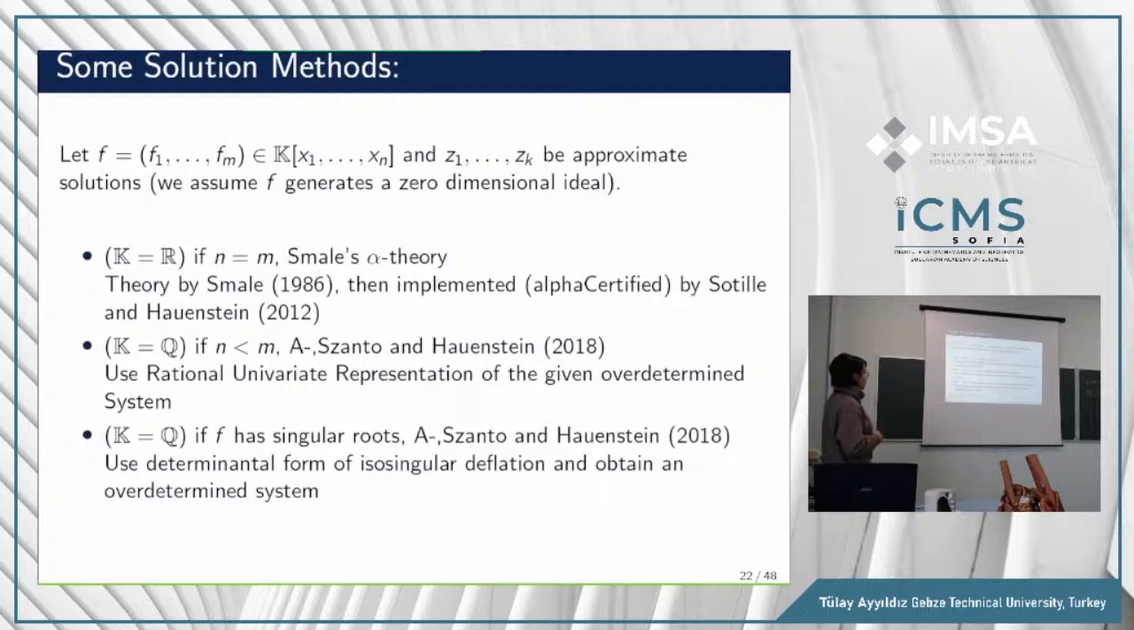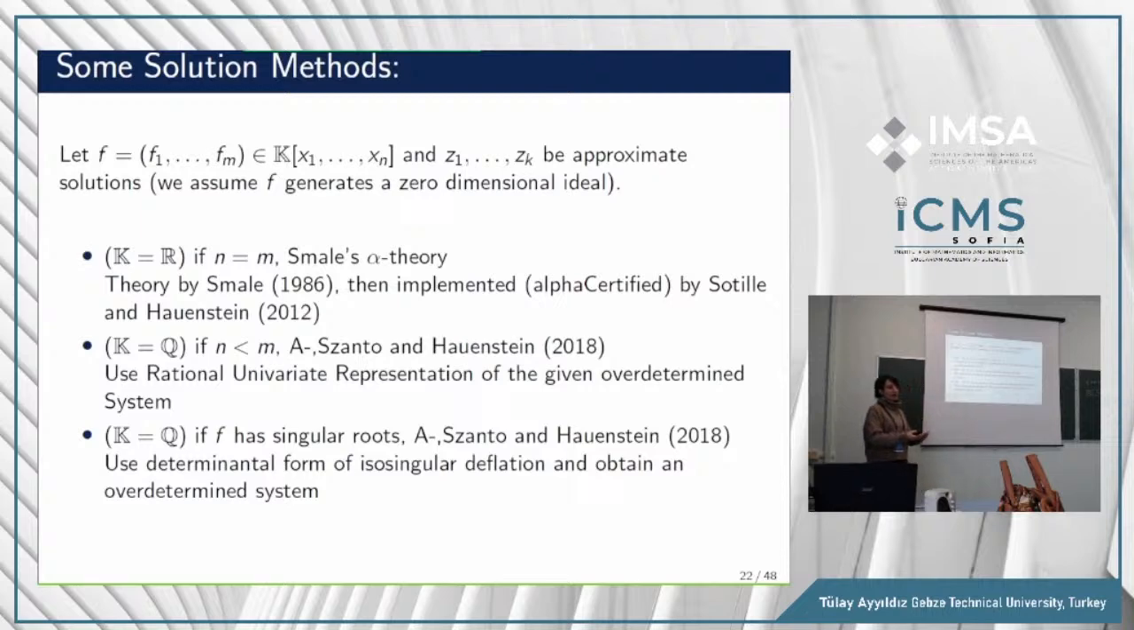So there are some solution methods, or some approaches, to the certification problem. If you're on reals and you have a square system, or well-constrained system, where the number of variables and the number of polynomials are the same, Smale's alpha theory actually gave a really nice tool. Based on this theory, Sofia and Einstein constructed a method. Einstein was my co-advisor. They actually implemented it. It was the first time ever.